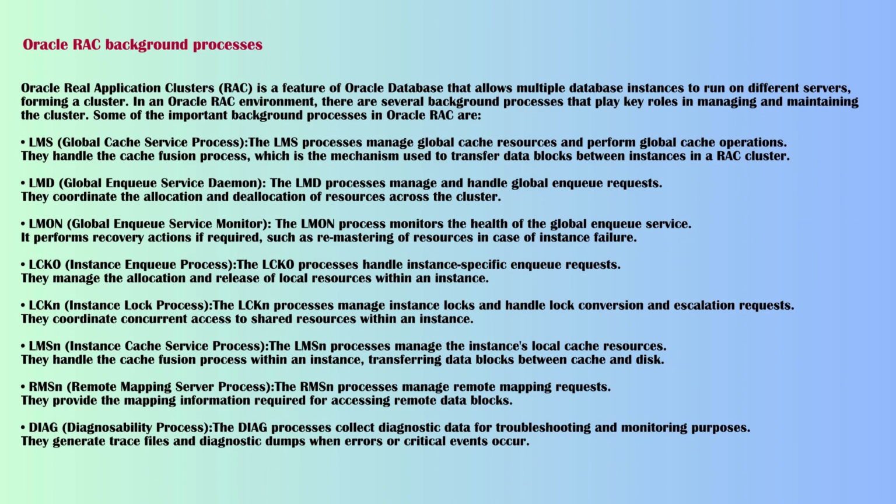Oracle Real Application Clusters, RAC, is a feature of Oracle Database that allows multiple database instances to run on different servers, forming a cluster. In Oracle Real Application Clusters, there are two types of processes, Oracle RAC daemon processes and background processes. Some of the important background processes in Oracle RAC are LMS, Global Cache Service Process.